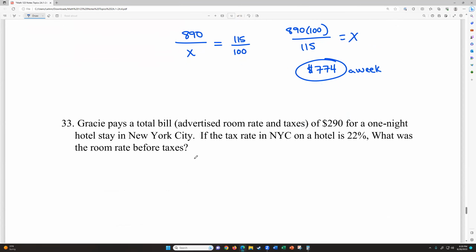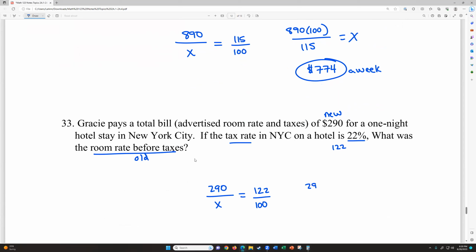Gracie pays a total bill, advertised room rate and taxes, of $290 for one night. So this is the new, this is what we paid. But the tax rate in New York City on a hotel is 22%. So tax rate is a markup. So it's going to be 122% of the base. What was the room rate before taxes? So we're looking for the old. So 290 over the old price. And we know that's 122 over 100 because the markup for taxes was 22%.